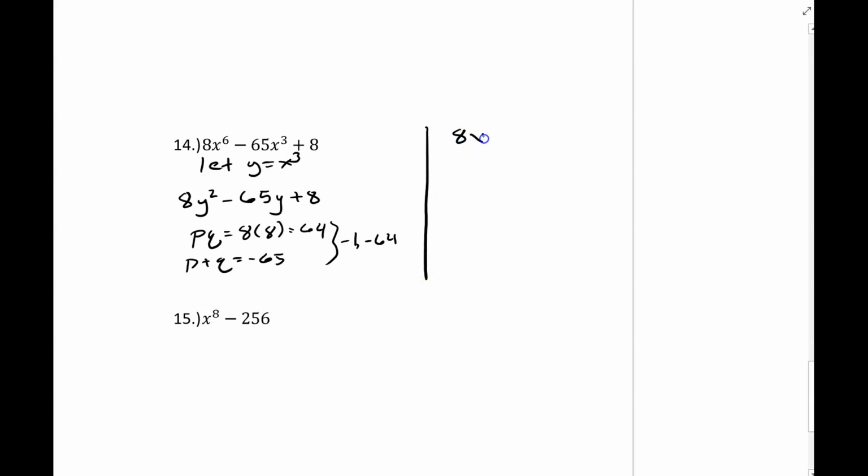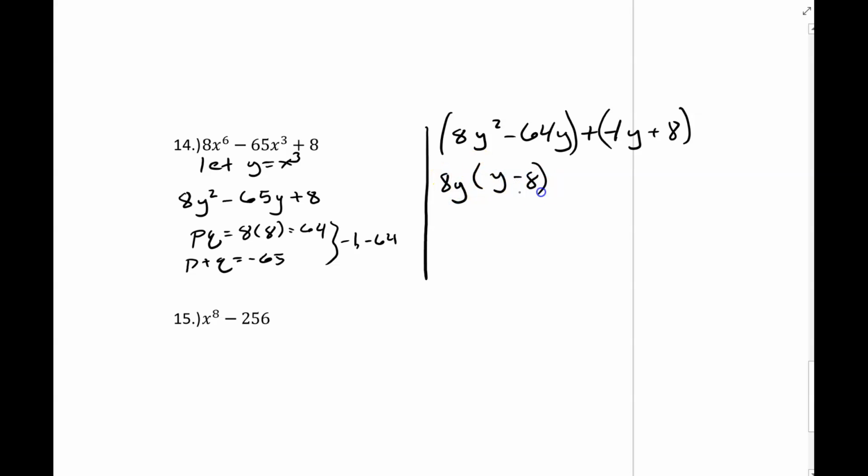So I use those two numbers now to rewrite the negative 65y as negative 64y plus a negative 1y plus 8, and make my two groups. From the first group, we can take out an 8y, leaving me with y minus 8. And from the second group, I can take out a negative 1, leaving me with y minus 8.